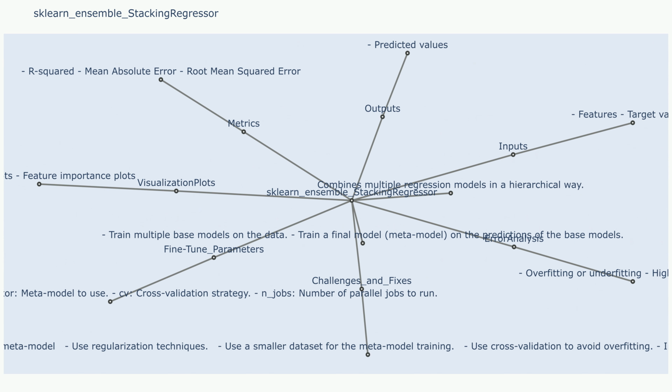Fixes to challenge 3: use cross-validation techniques that ensure that the meta-regressor is trained on data that is not used to train the base models. Use a holdout set of data to evaluate the model's performance without data leakage.